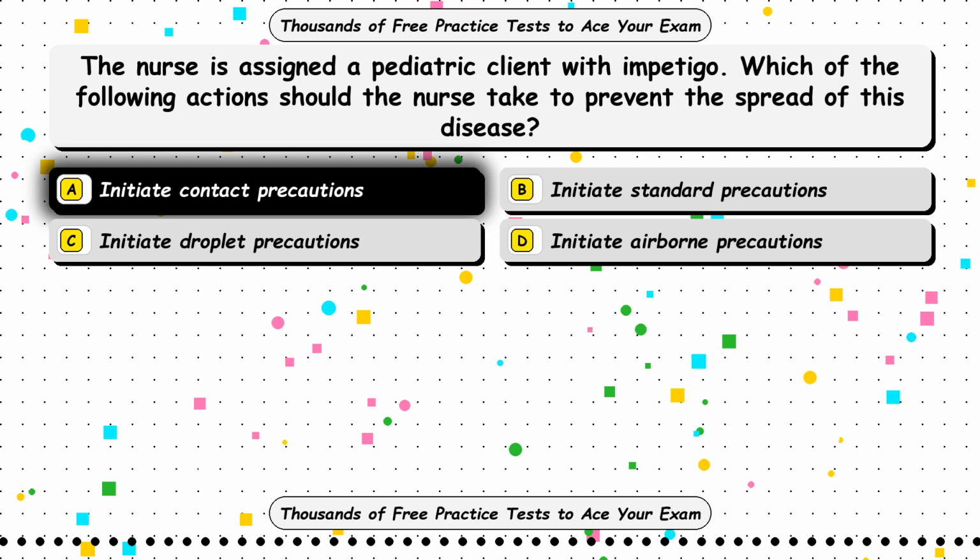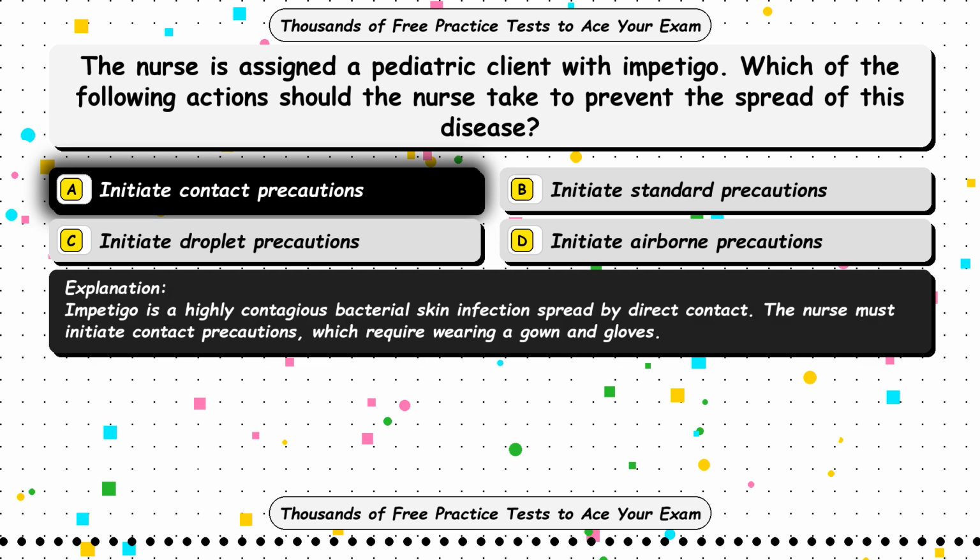The correct answer is option A. Initiate contact precautions. Impetigo is a highly contagious bacterial skin infection spread by direct contact. The nurse must initiate contact precautions, which require wearing a gown and gloves.